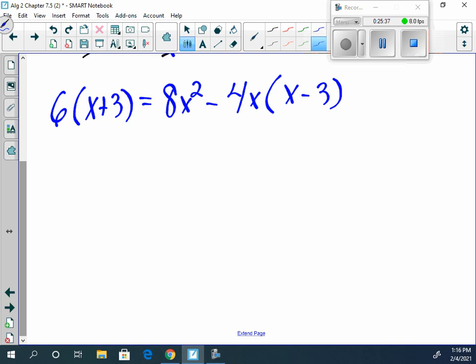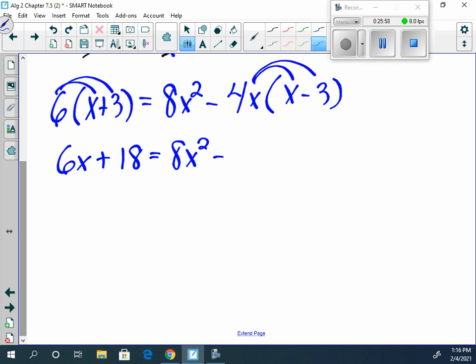Now we do have to simplify down so that it's going to help us solve a little bit. So we'll distribute the 6. Well, 6 times x is 6x plus 6 times 3 is 18 equals 8x squared. Negative 4x times x is negative 4x squared. And negative 4x times negative 3, negative times a negative is a positive. 4 times 3 is 12 and x.